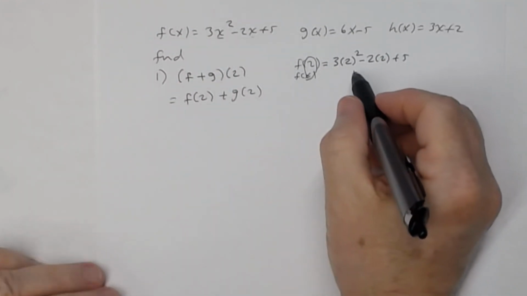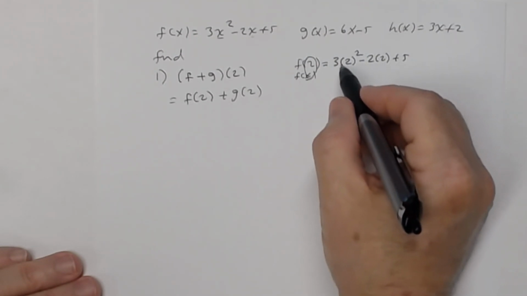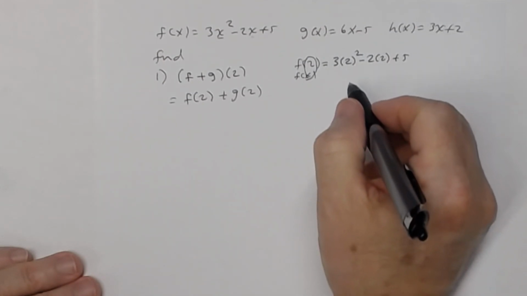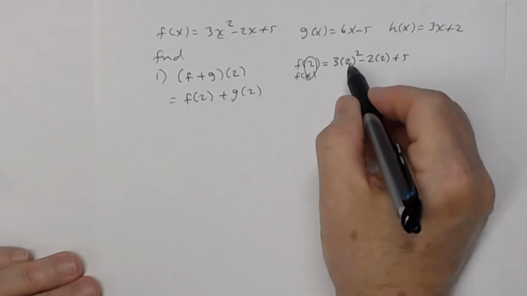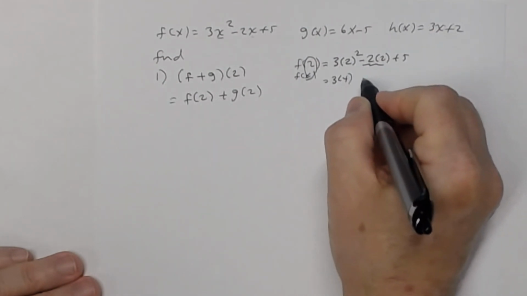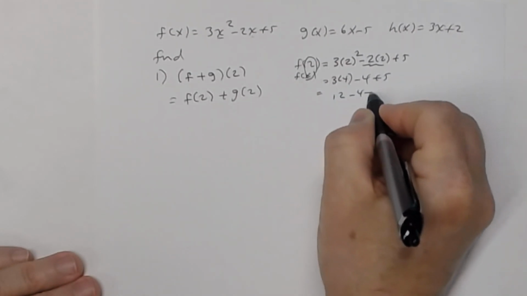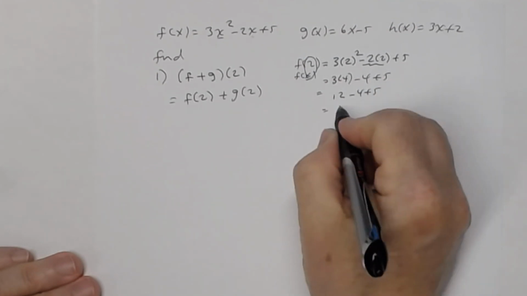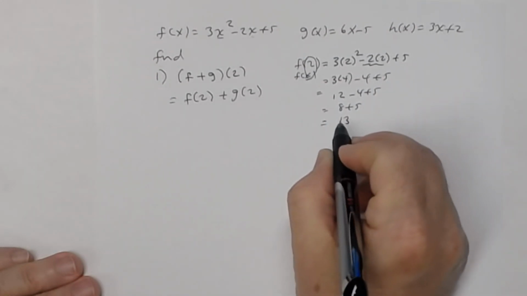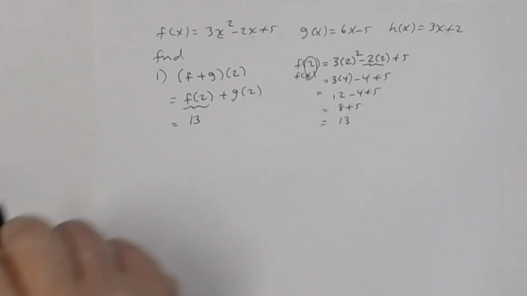Then using the order of operations, remember you have to do the exponents before you multiply. So don't say 3 times 2 is 6 and then say 6 squared. That's mathematically not correct. You have to say 2 squared is 4, so this becomes 3 times 4. Then negative 2 times 2 is a negative 4, and then plus 5. So this becomes 12 minus 4 plus 5. 12 minus 4 is 8, and 8 plus 5 is 13. So that's f of 2. This right here is going to be 13.